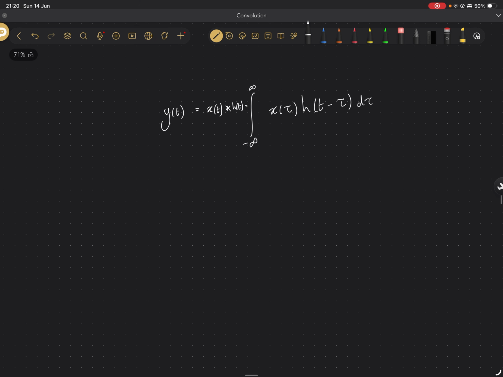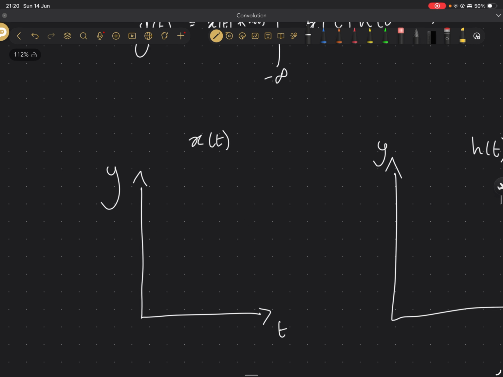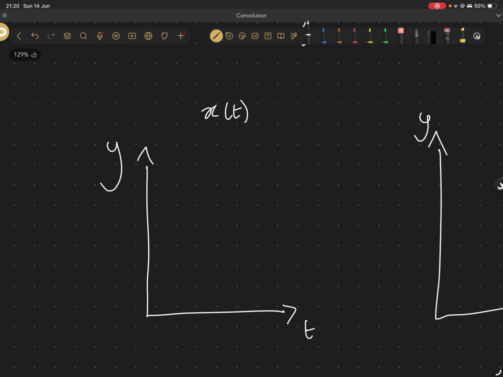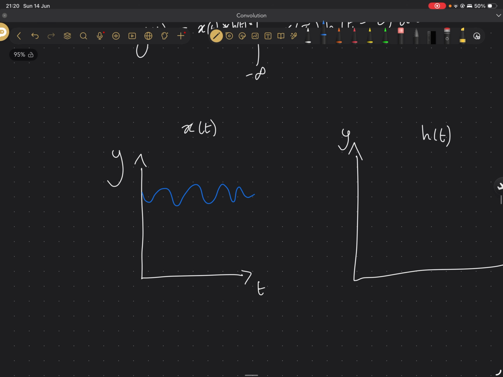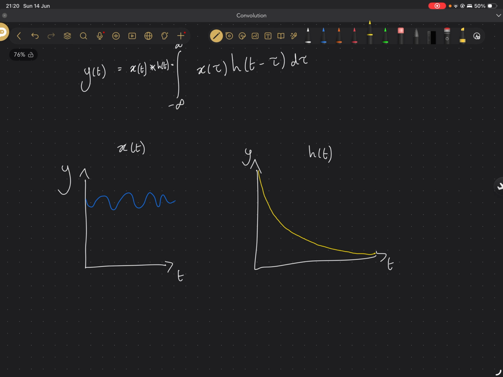So if we have a graph of x of t, and another one of h of t, the impulse, let's say we can define our x of t as just anything. It could be anything. Let's say a squiggle. Doesn't have to be a sinusoid, just a regular squiggle. And let's say its impulse, when I give it this flick that's infinitely narrow in time, produces an exponential decay.